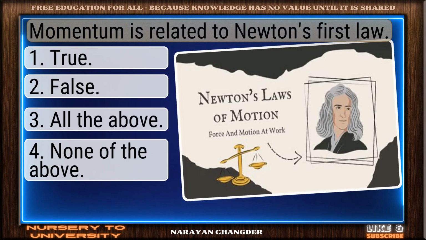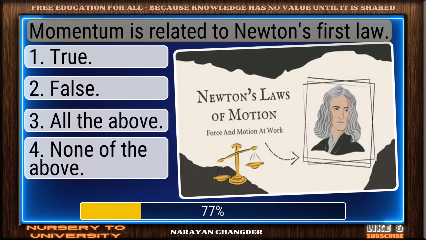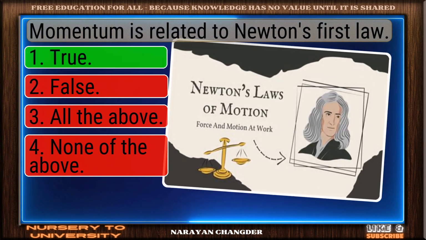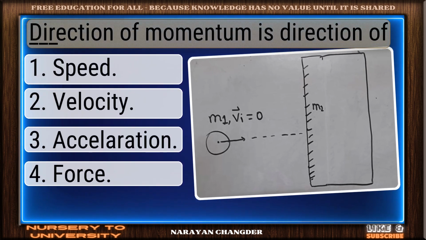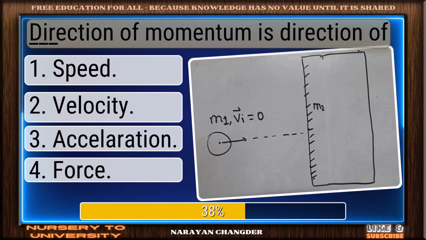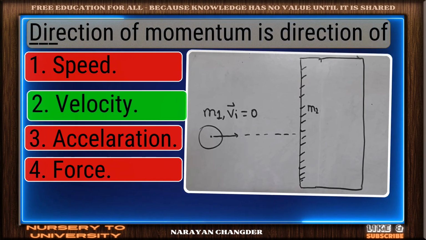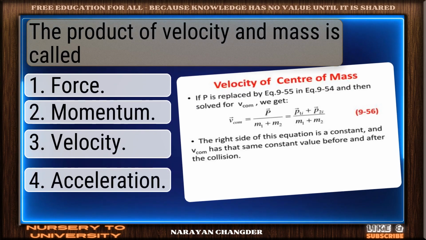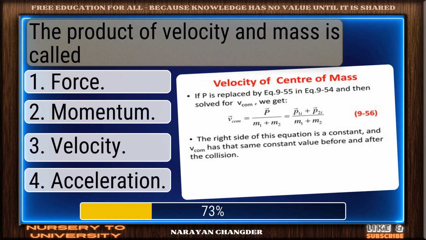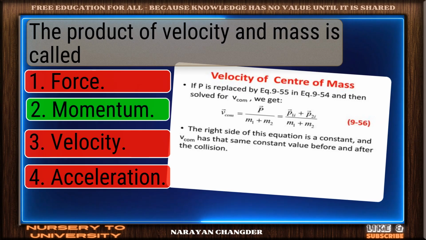Question number 201. Momentum is related to Newton's first law. Nice selection. True is the correct and valid answer. Question number 202. Direction of momentum is direction of dash. Valid point. Velocity is true. Question number 203. The product of velocity and mass is called? Nicely done. Momentum is a solid answer.